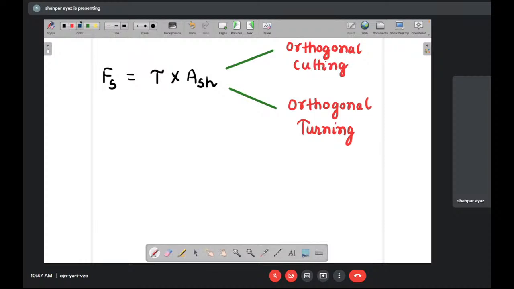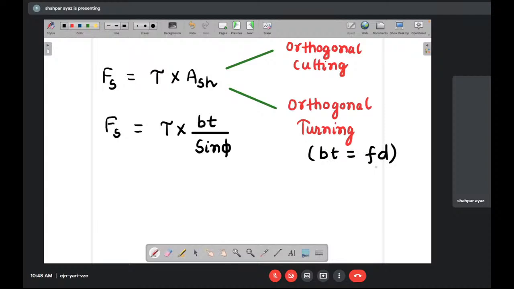So in general, shear area is tau into BT by sin phi, where B into T is the width of cut and uncut chip thickness, upon sin phi. But in orthogonal turning, BT is equal to feed into depth of cut. The product of B into T is equal to F into D in turning. You might have remembered this. In orthogonal cutting, the uncut chip thickness is equal to depth of cut. Sometimes depth of cut is given to you, so the formula will be tau FD by sin phi, feed into depth of cut by sin phi. We can use this.